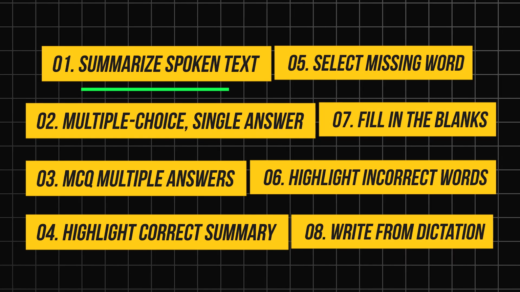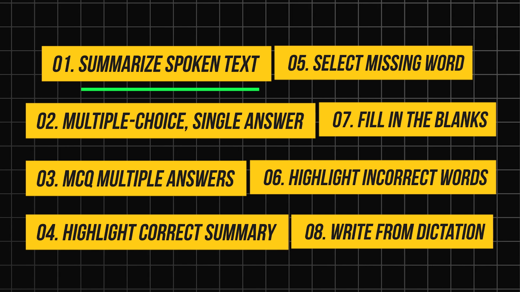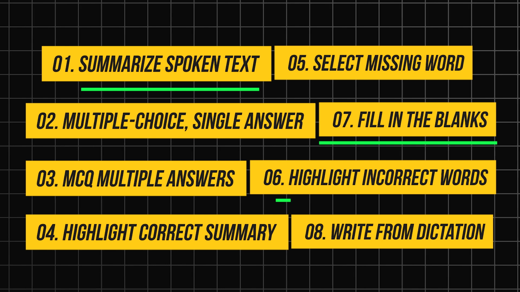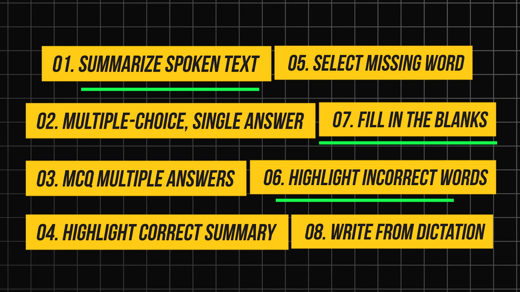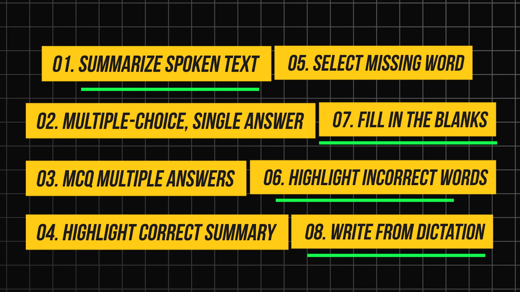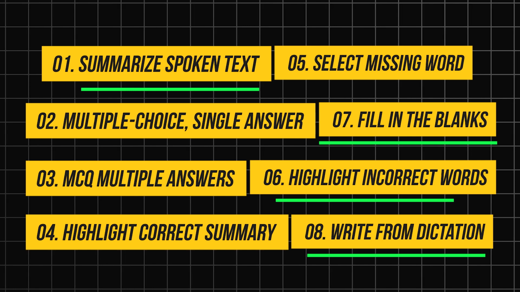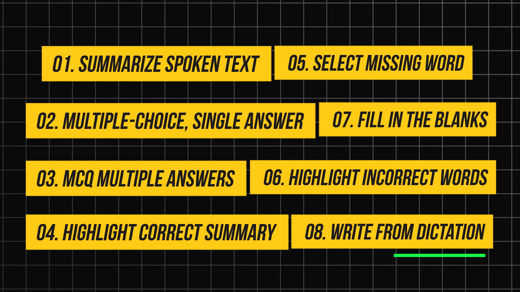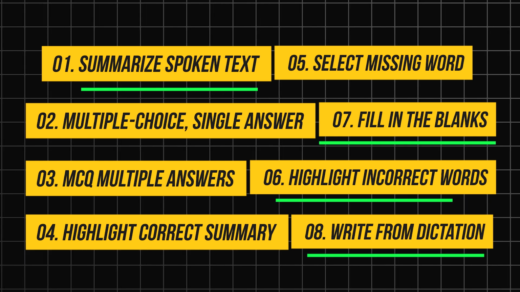First one, summarize spoken text, super important, guys. The second one is fill in the blanks, very important. Another one is highlight incorrect word. You need to focus on that one, guys. And the last one is write from dictation. Those 4 question types, guys, are super important. So you need to make sure you put all your focus, all your time on those question types.